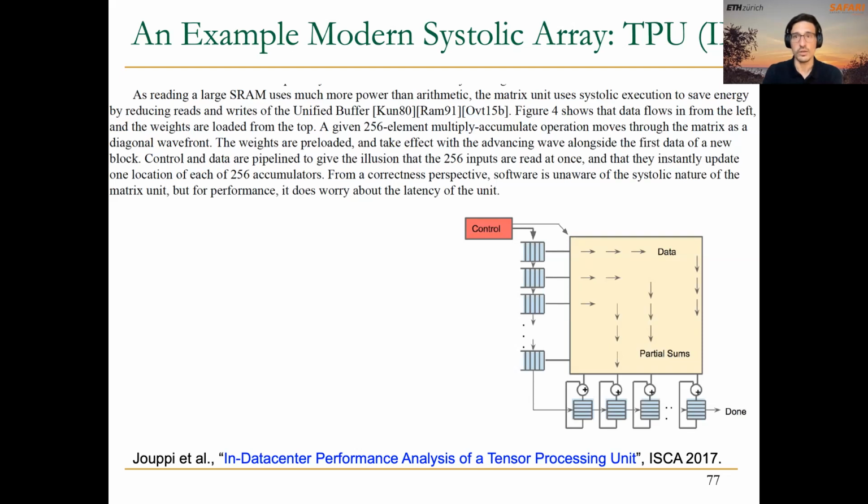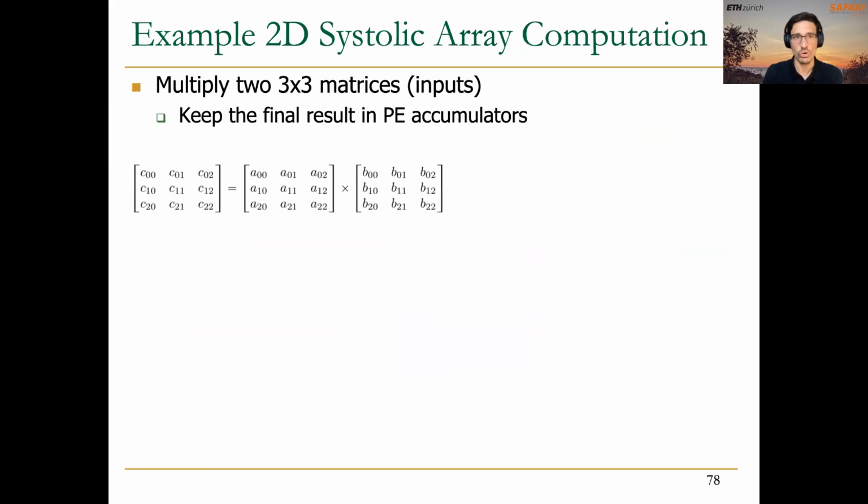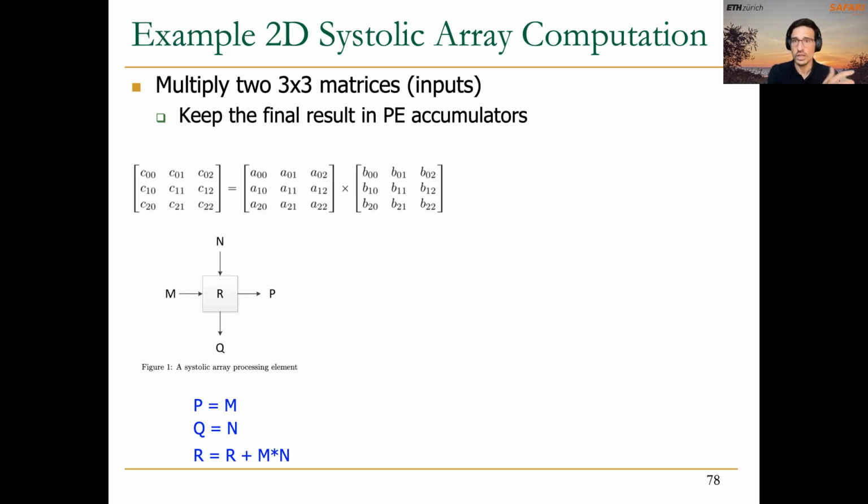And in a systolic array, let me give you a very simple example for you to understand how systolic arrays work. Let's assume that we want to compute the matrix multiplication of two small matrices, 3x3 matrices. And in this particular example, we keep the final result, in this case, the output matrix C, in the accumulators of the processing elements. Each processing element looks like this. It's relatively simple because it has an internal register, the accumulator, to keep partial results. And it has two inputs, M and N, as you see.